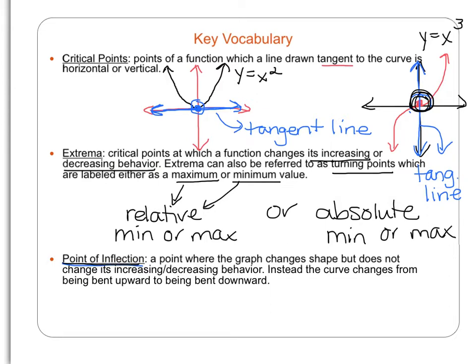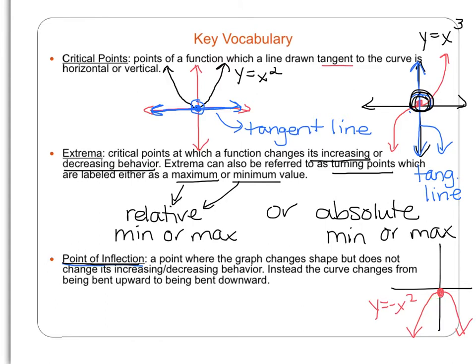Now, to give you an example of an absolute max, it might look like this function right here, y equals negative x squared. If we have y equals negative x squared, that function has an absolute maximum because it's the highest point on the graph. At this point the function switches from increasing to decreasing. So this is called a turning point, or an extrema, and this is going to be an absolute maximum.